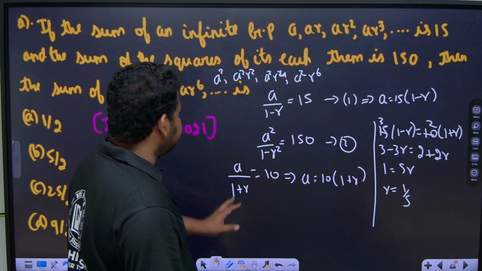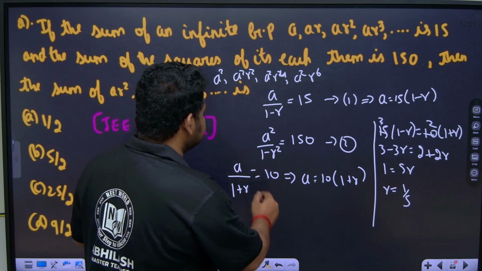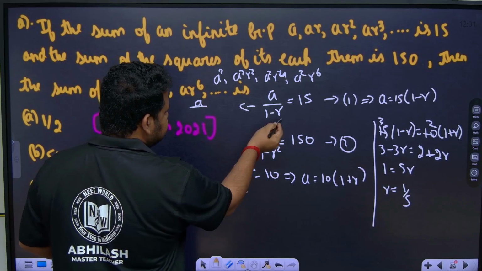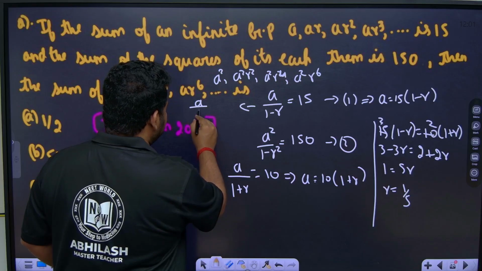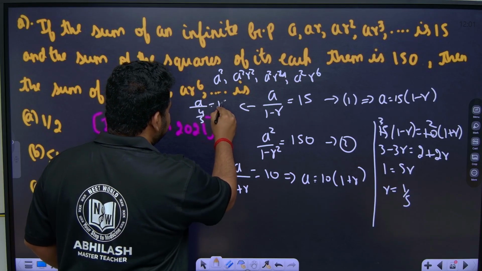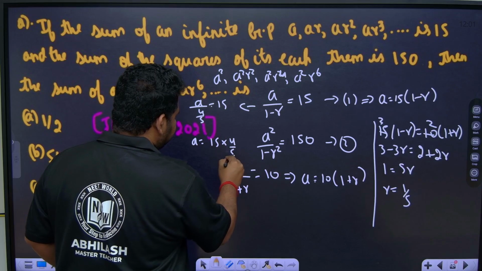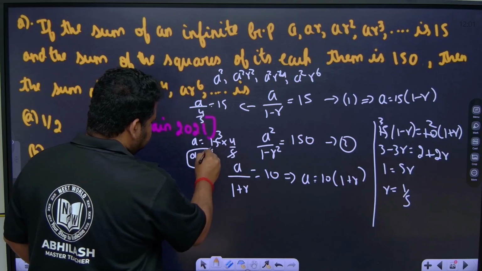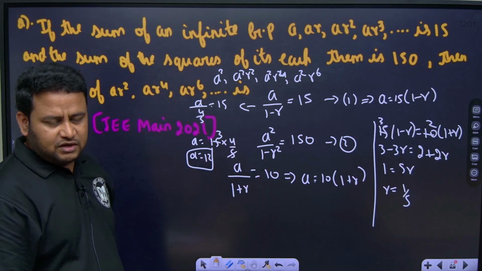Now for any of these, if I put r equal to 1 by 5, I will get A. So suppose I put r equal to 1 by 5. A by (1 minus r) is equal to what? 1 minus 1 by 5 is nothing but 4 by 5. So 4 by 5 is equal to 15, so A is equal to 15 into 4 by 5. 5 ones are 5, 5 threes are 15. So A is equal to 12. I got A equal to 12, and r equal to 1 by 5.